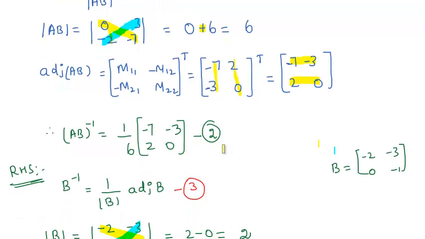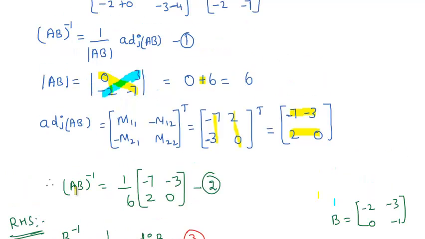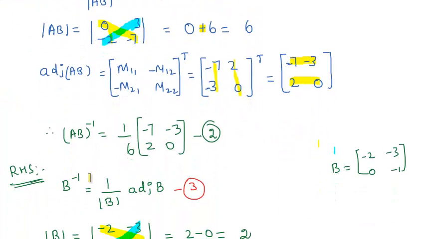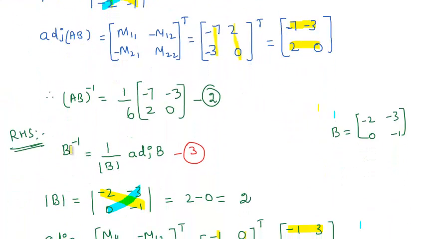Till now we have calculated (AB) inverse, that is, the left hand side. Now the next step is to calculate the elements on the right hand side, that is B inverse and then A inverse. How do you calculate them? As we know, for taking the inverse of any matrix, the rule is 1 by the determinant of that matrix into the adjoint of that matrix.